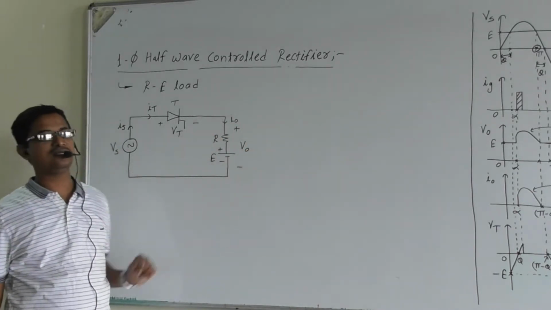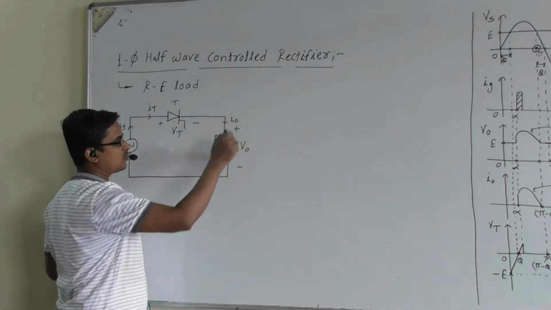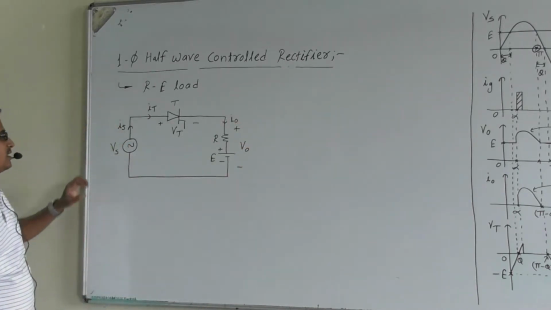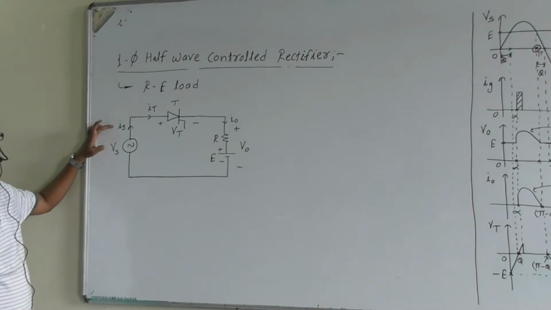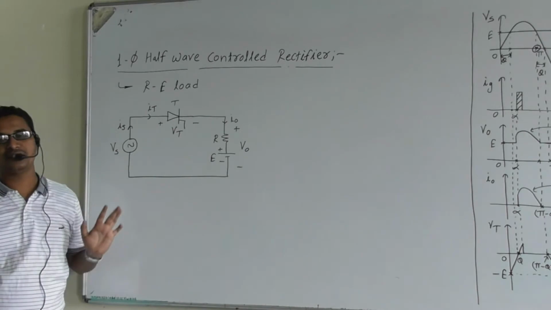It is a RE load. Voltage across the load is V0, current flowing through the load is I0, supply current is IS, voltage across the thyristor is VT, and thyristor current is IT.